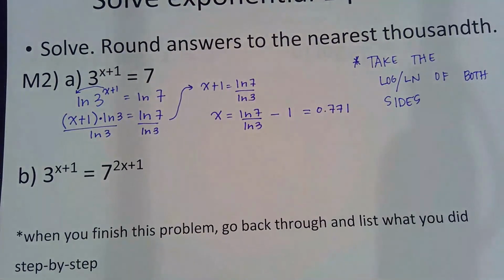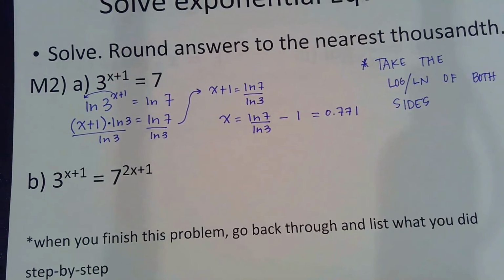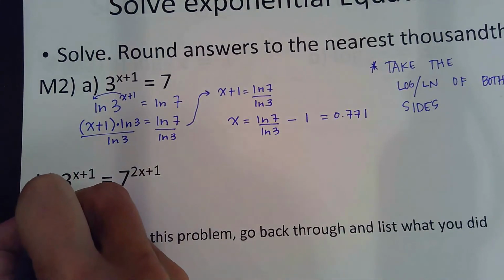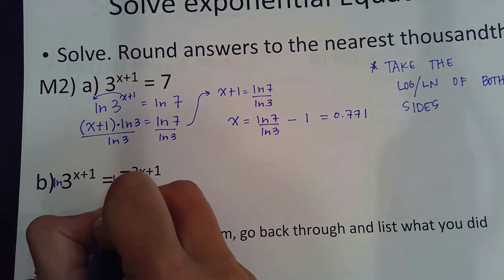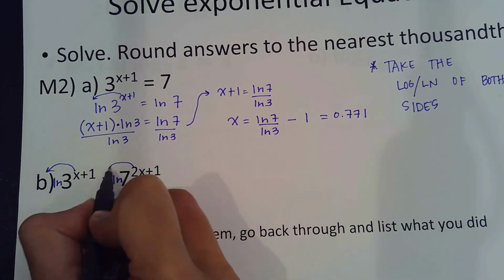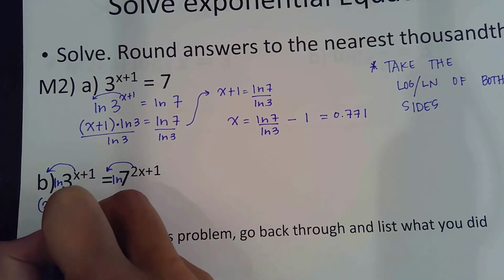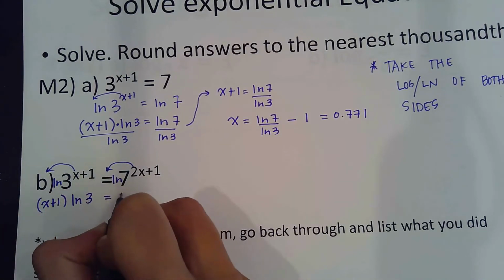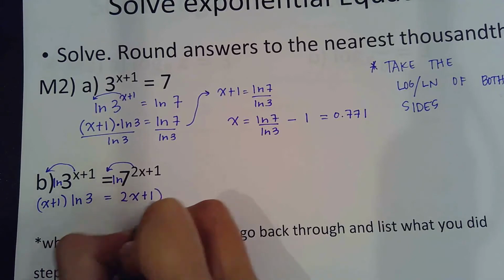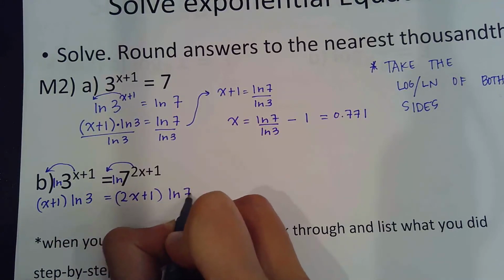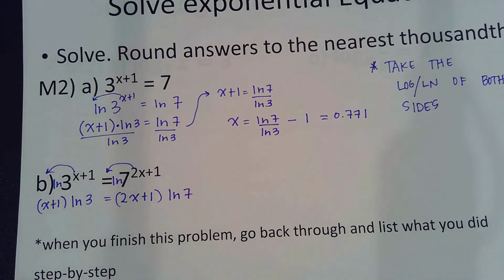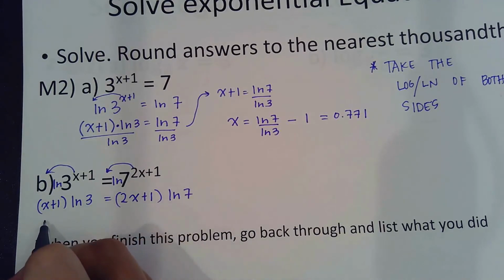Okay, let's look at this one. I want us to do the same thing here. So here, we're going to take the natural log, and those exponents can come down. So I'm going to have x plus 1 times natural log of 3 equals 2x plus 1 times natural log of 7. Okay, so let's simplify a little bit.